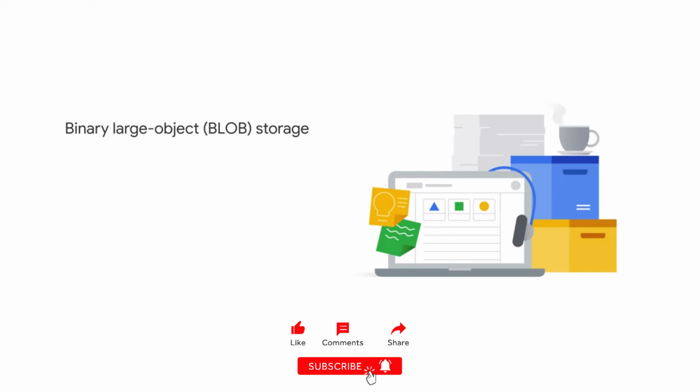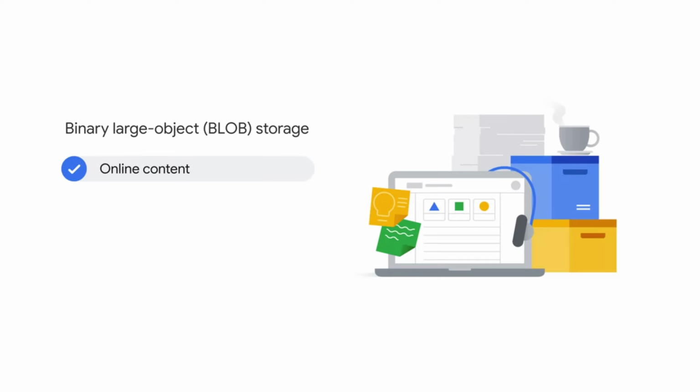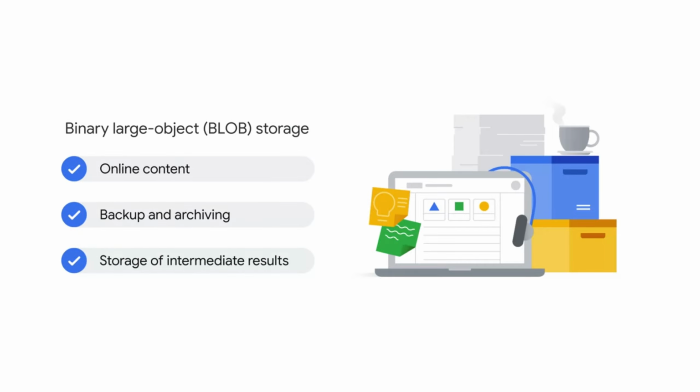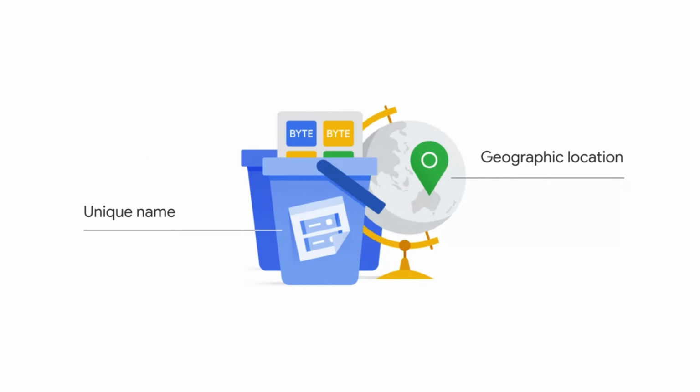Cloud Storage's primary use is whenever binary large object storage, also known as blob, is needed for online content such as videos and photos, for backup and archive data, and for storage of intermediate results in processing workflows. Cloud Storage files are organized into buckets.